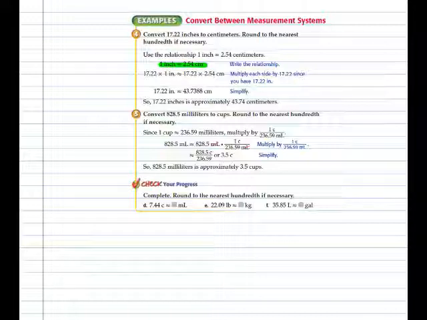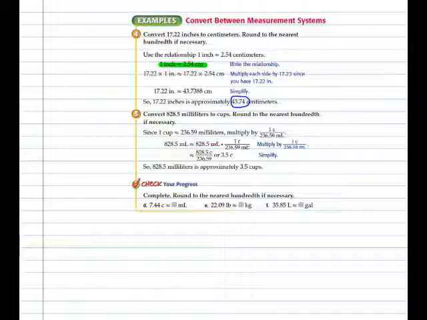Take your 17.22 inches times 2.54 centimeters, and your result then is 43.7388 centimeters, which rounds to 43.74 centimeters to the nearest hundredth.